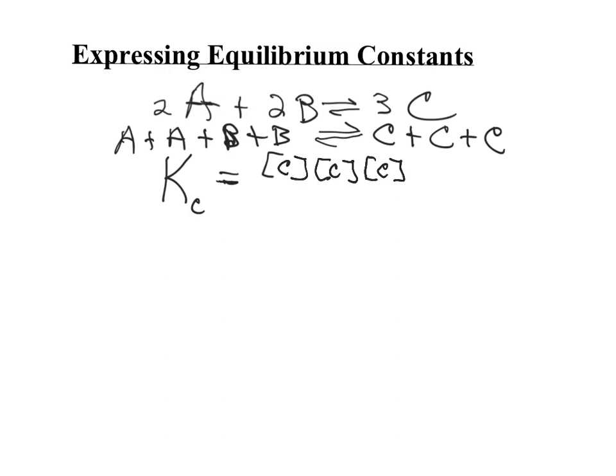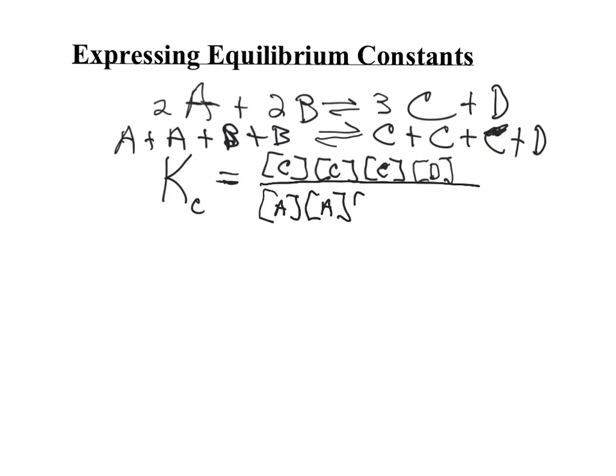Let's add one more layer here. Let's say we also had a D there. You see that? So then this would be D. So what would I do? I would multiply the concentration of D there as well. So that would be how we dealt with those. We just multiply everything that is added together for products, and then we do the same kind of thing for A. I take the concentration of A times the concentration of A times the concentration of B times the concentration of B. For each one of these, we multiply them out.